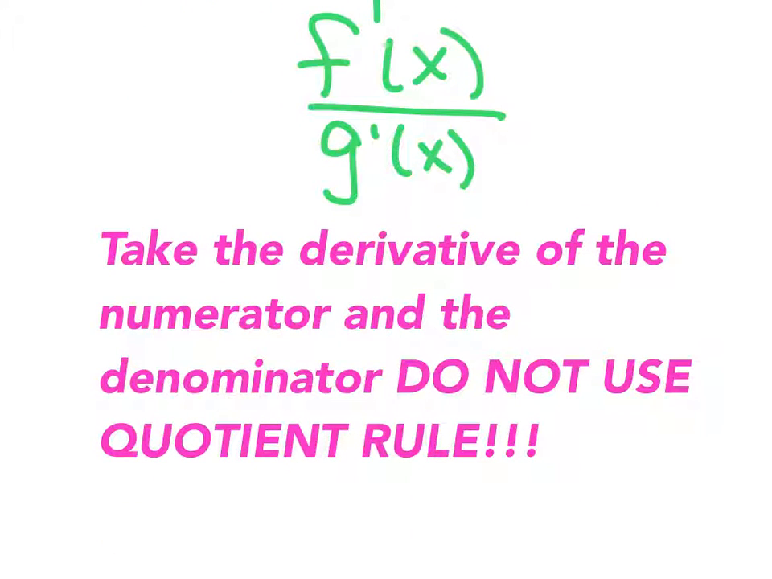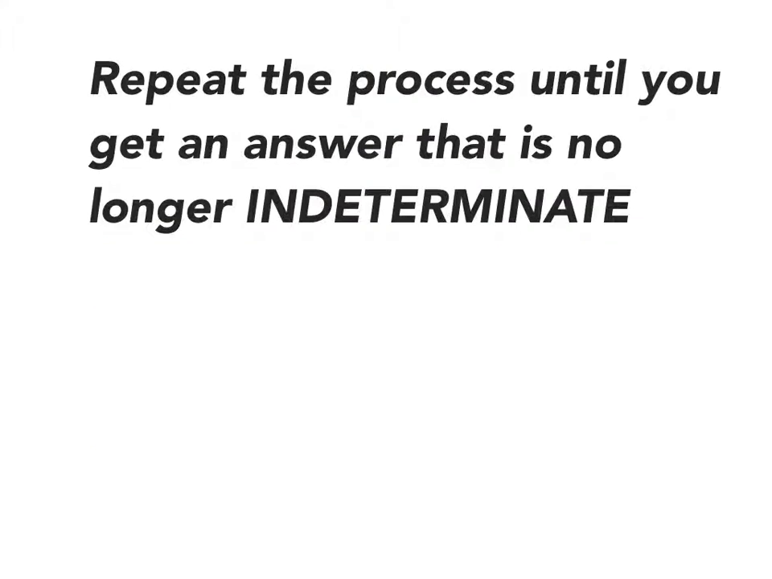Okay, so let me be clear again. Go ahead and write that out. Take the derivative of the numerator and the denominator, and here's the most important part. Do not, and I repeat, do not use the quotient rule. Now here's another big catch, so star this one in your notebook. You can repeat the process, so underline repeat the process until you get an answer that is no longer indeterminate.